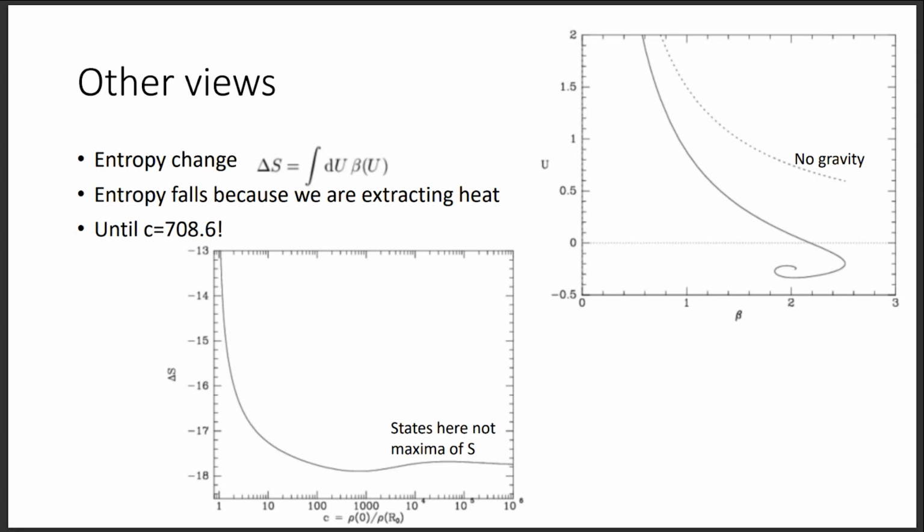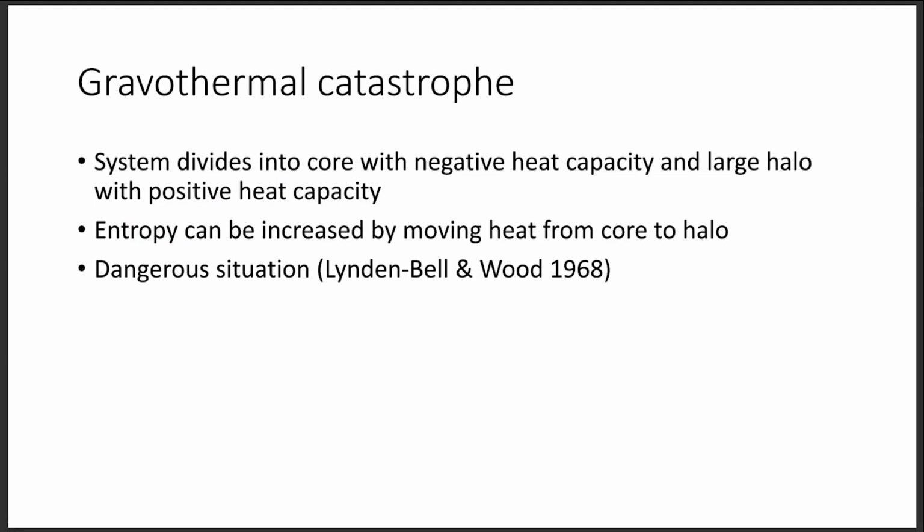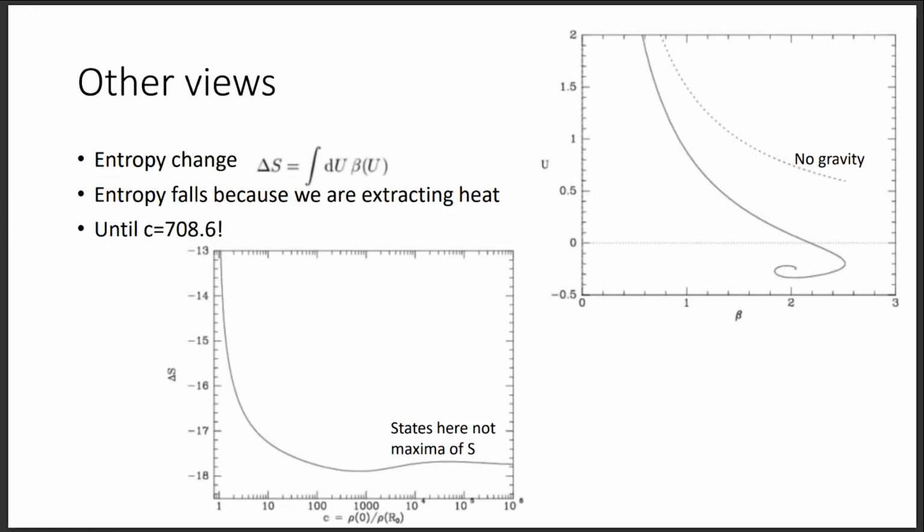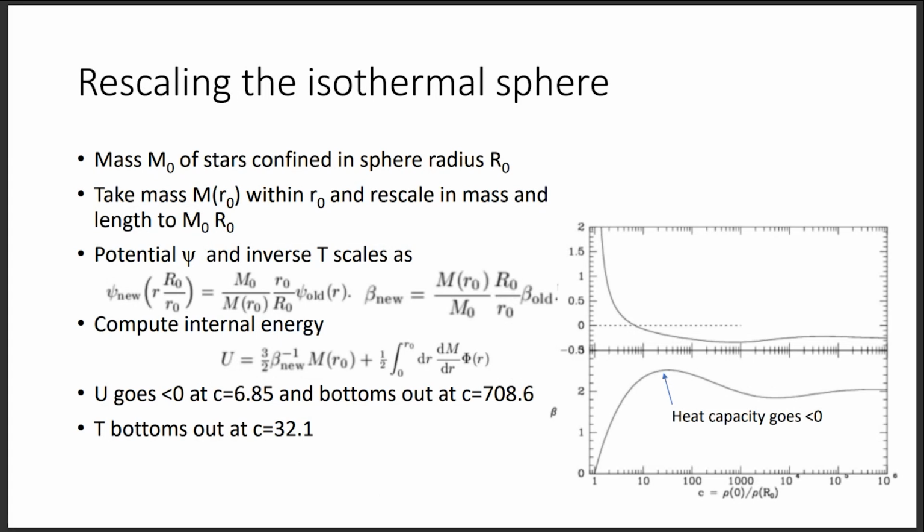But when we get to this point of 708, if we draw any more heat out and follow the solutions any further, the entropy starts to increase because we're having to put the heat back in. It's not making any sense. What actually happens there is the so-called gravithermal catastrophe. So we talked about a moment when C, this density contrast, was about 38, when the specific heat turned negative. That was here.